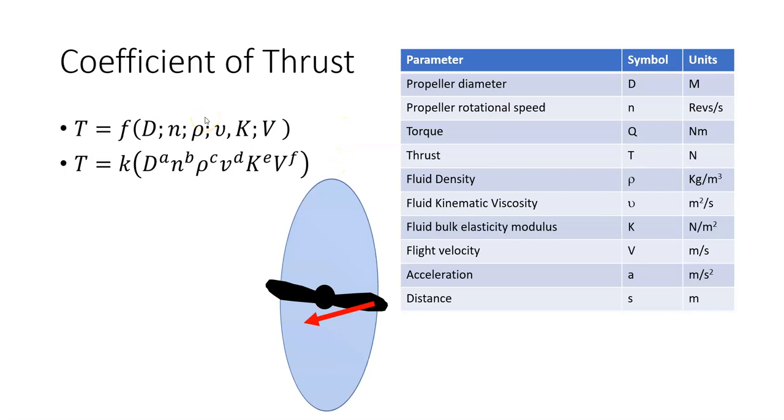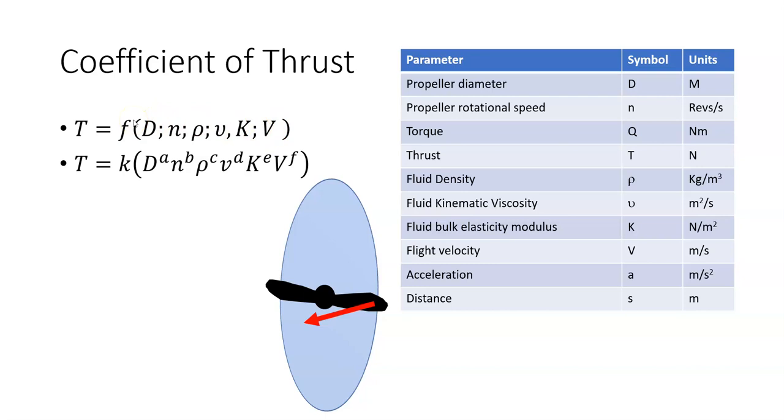Okay, so what they said was, let's assume that the thrust is a function of the propeller diameter, the rotational velocity, okay, so the revs per second, the density of the air, the viscosity of the air, the bulk modulus of the air, and the flight velocity V.